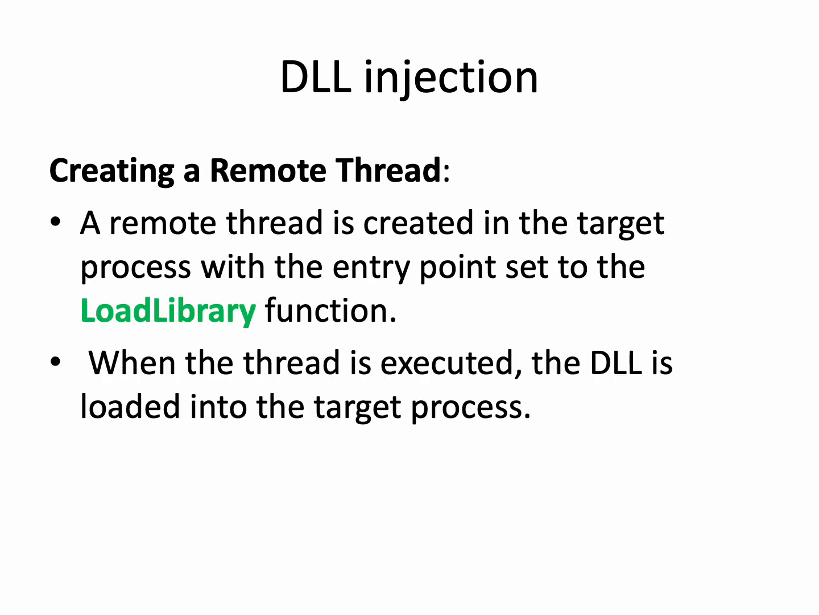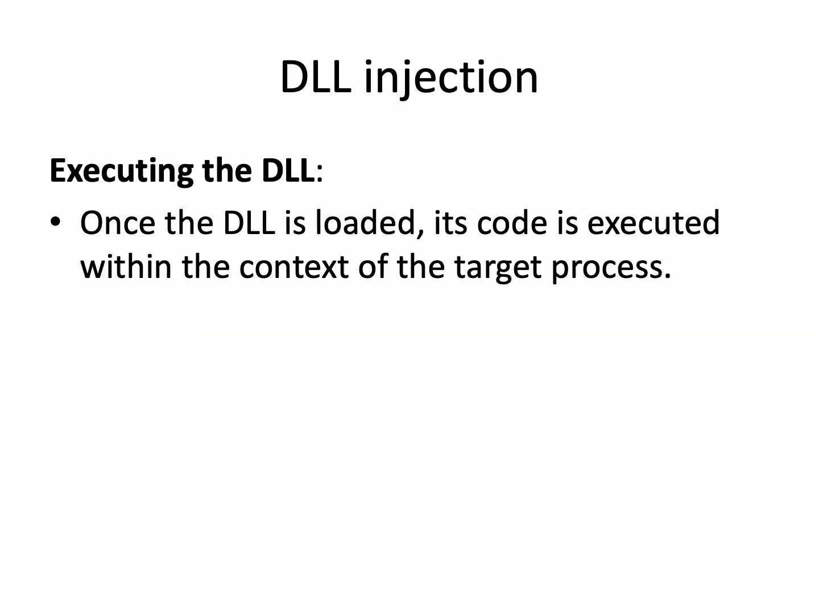Then it will write the DLL path to the allocated memory. After that, the important part is it will create a remote thread in this target process with the entry point set to a special function called the LoadLibrary function. This LoadLibrary function will be used when this thread is executed. The DLL will be loaded into this process by LoadLibrary. After it's loaded, the code inside this DLL will be executed inside the context of the target process, which means the adversaries can put some malicious code into this DLL, and then it will be executed.